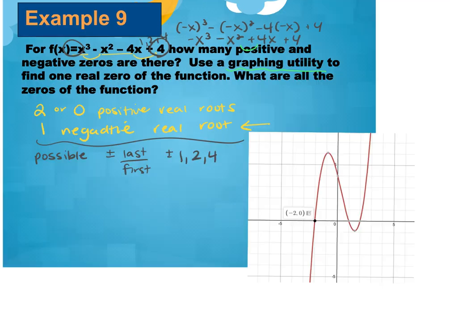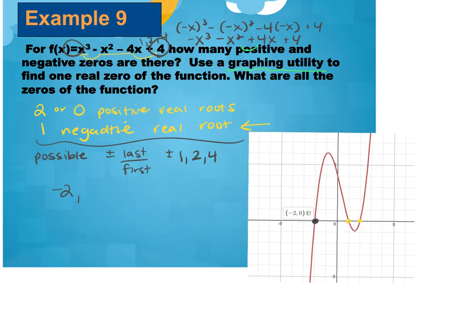So let's do that. Okay, so now that we can see, I went and graphed it, and there are 3 real roots, okay, which means we're going to find more, but the one negative real root was -2. So we were right that there was one negative real root.